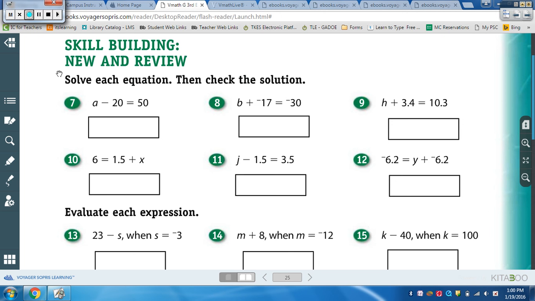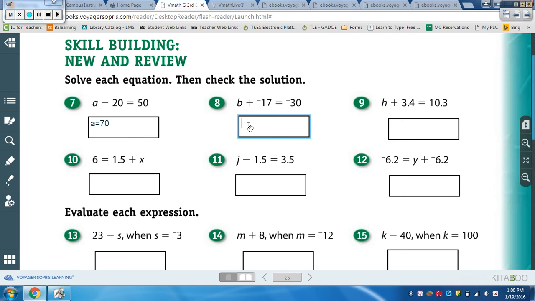Okay, let's continue looking at the skill building new and review. Number 7, A minus 20 equals 50. We have to get A by itself on one side of the equation. In order to do that, we need to add 20 to both sides of the equation. So A minus 20 plus 20 will simply leave A on the left-hand side of your equation. And then 50 plus 20 will equal 70. So your solution should be A equals 70.